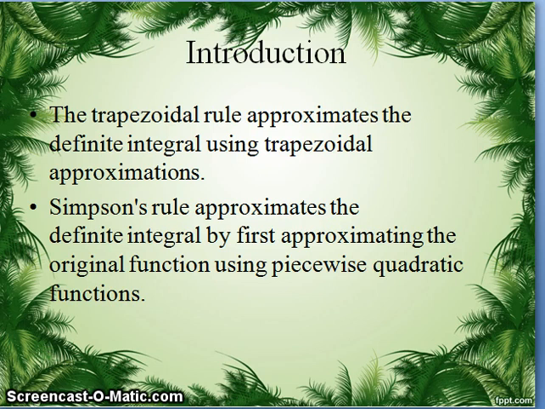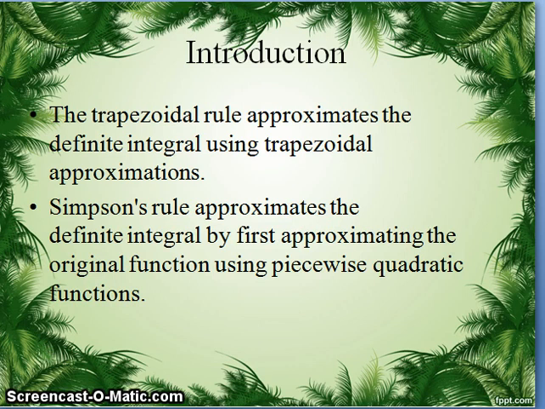approximations. When we go for the two Simpson's rules, these two rules approximate the definite integral by first approximating the original function using a piecewise quadratic function. When compared with all the other rules, with Simpson's rule we are able to get the piecewise quadratic functions. These are the introductions of the three rules.